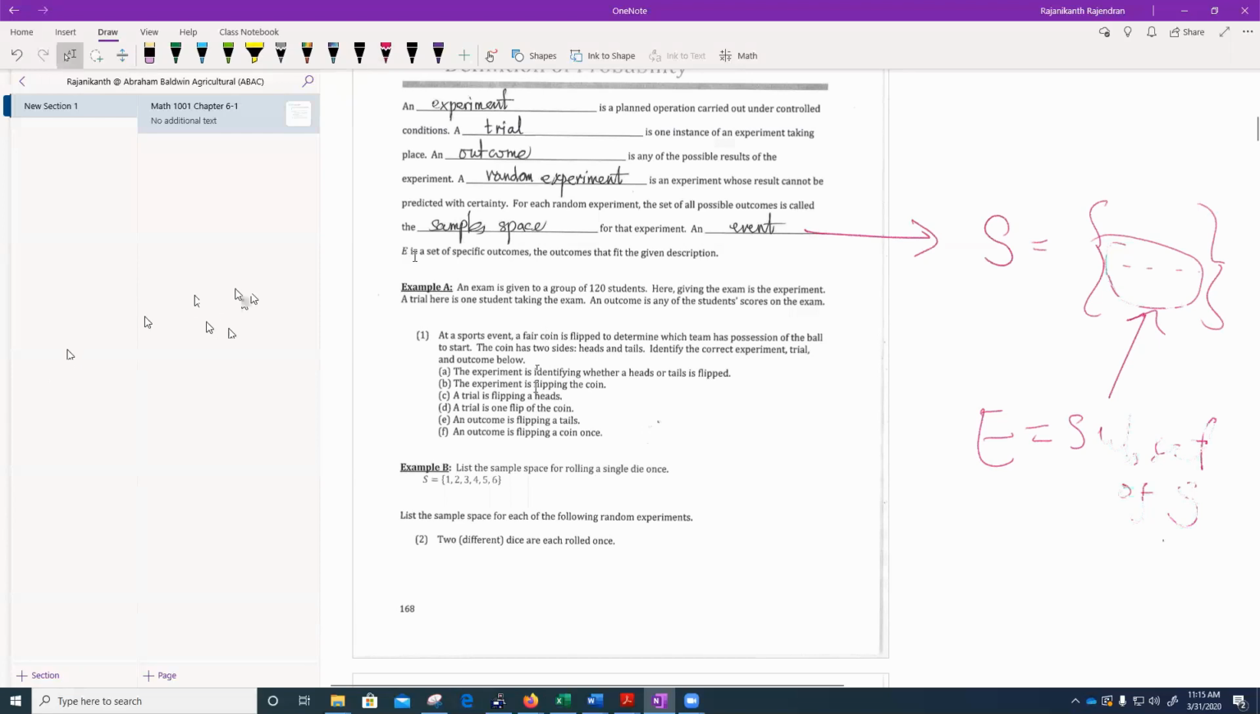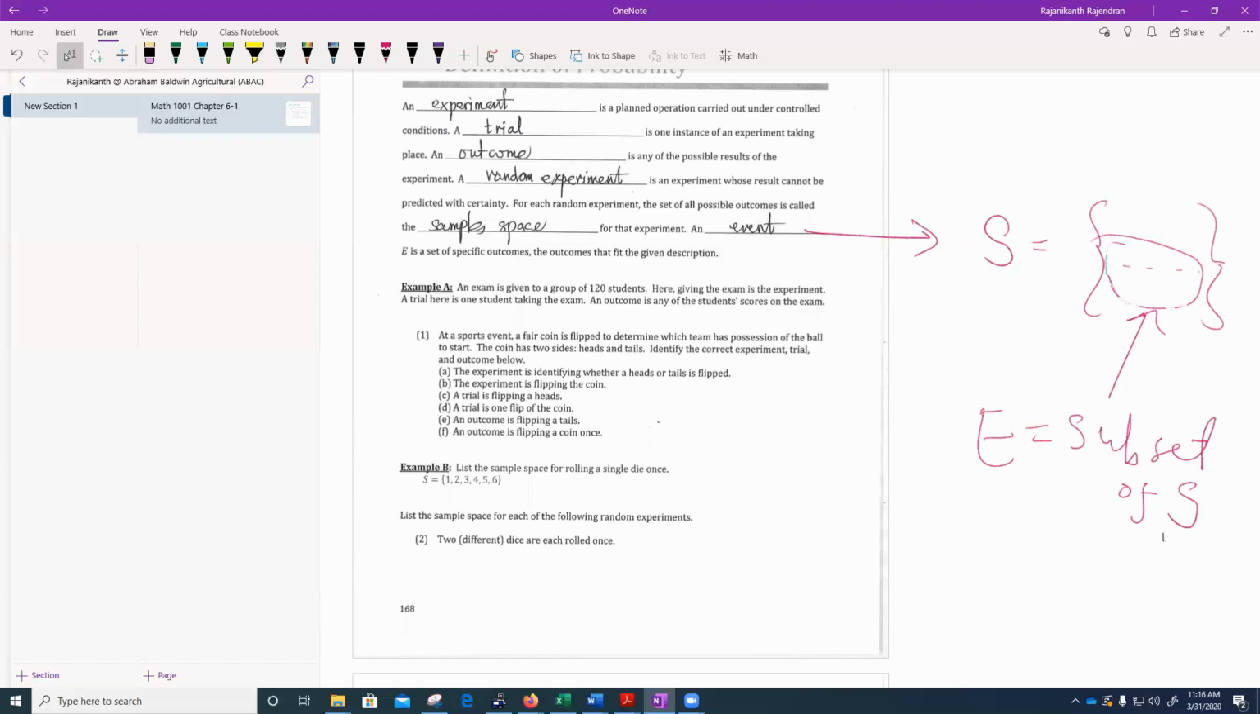Yes, good. Okay, now we are going to answer these problems. Okay, an exam is given to a group of 120 students. Here, giving the exam is an experiment. So we are giving an exam, it is an experiment. The trial is one student taking the exam. So if you look at only a particular student, just one incident, right? This is called a trial. But when you look at the students, the results or scores, which is called my outcome, right? Whatever the student is getting, which is the outcome.